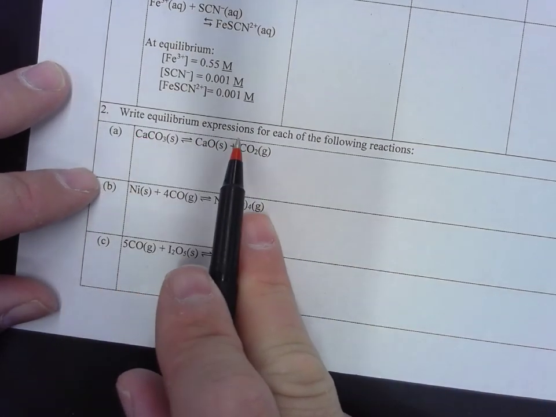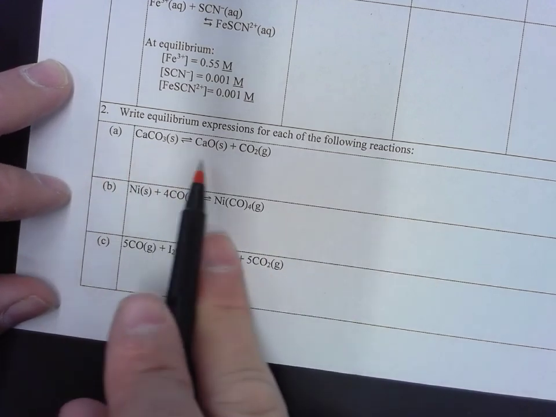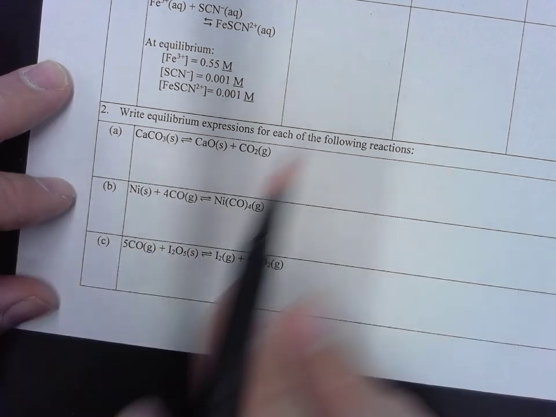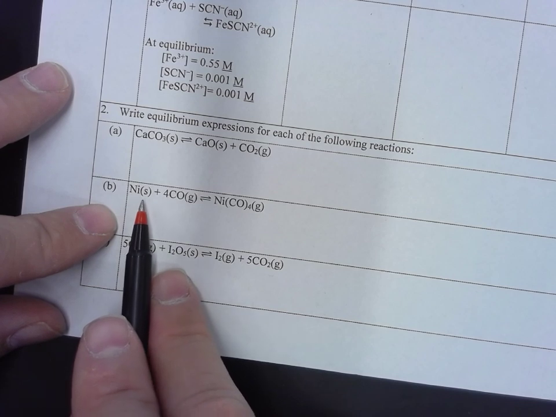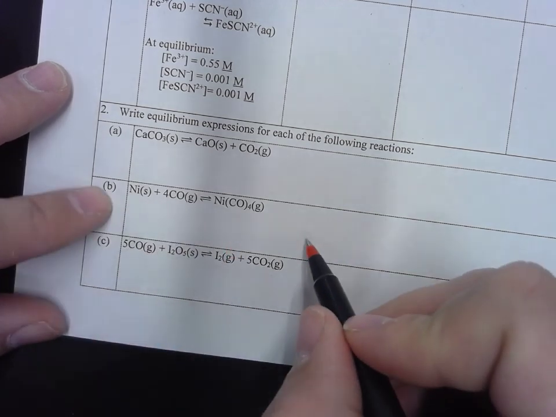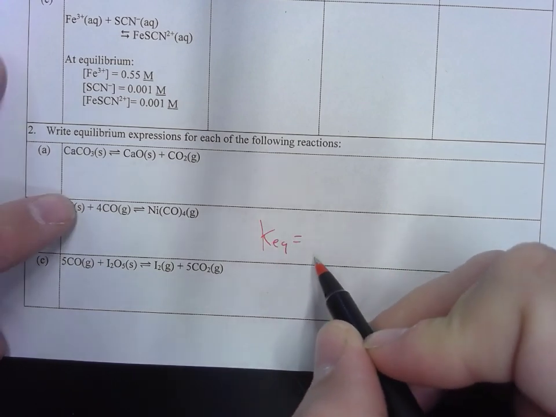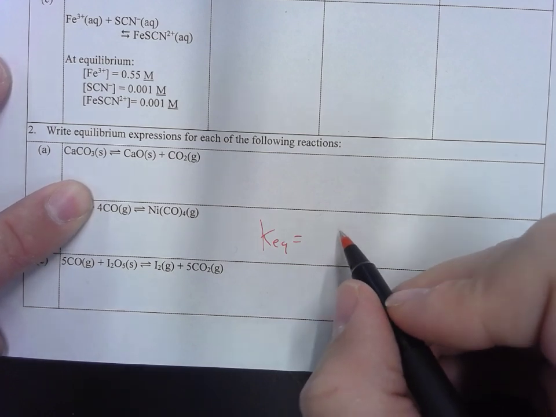Write the equilibrium expressions for each of the following reactions. Now, this letter A has got 2 solids in it, so that's a really simple one to write out. I'm not going to do that one for you. I'm going to write this one out. This one has a solid and 2 gases. So whenever I write this expression, I write it like so. I say KEQ and I ignore this, so I only focus on these two.